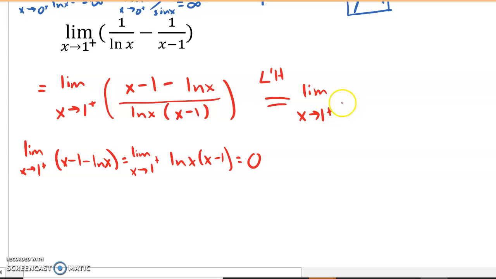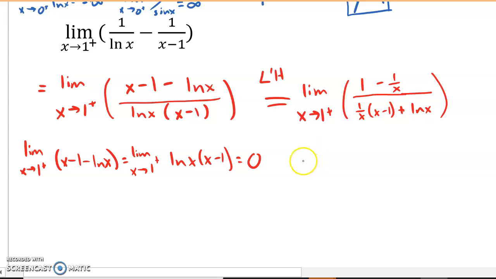So we will take the derivative of the top, and that will get 1 minus 0 minus 1 over x. And then on the bottom, we get product rule, gives us 1 over x times x minus 1 plus natural log of x times 1. All right, so that's L'Hopital to give us 1 minus 1 on the top and 1 times 0 plus 0 on the bottom. So we still have a L'Hopital situation, right?